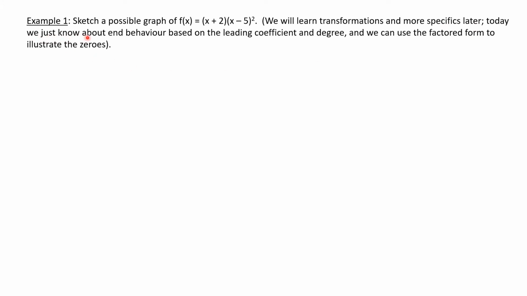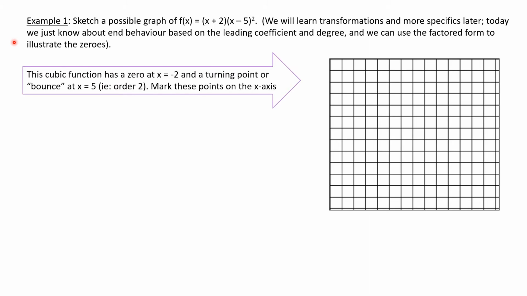Today, we just know about end behavior, which we've already learned, based on the leading coefficient and the degree. And we can use the factored form to illustrate the zeros. So we're going to use some of the characteristics that we know, and we're going to draw a possible graph from that. So the degree is 3.